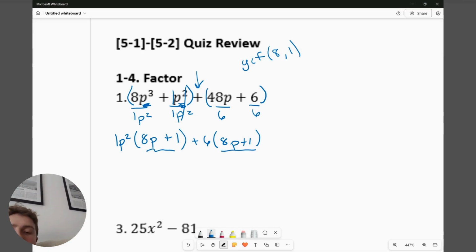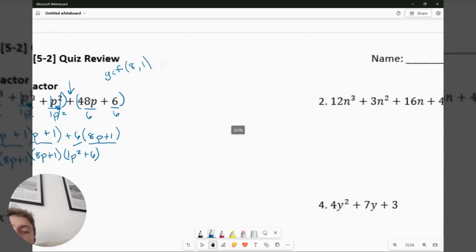When your parentheses do match, you can factor that out one more time. 8p plus 1, where it's multiplying with 2 things. 8p plus 1 was multiplying with 1p squared, and it was multiplying with 6. We have now shown that, and we are done with our factoring on number 1.